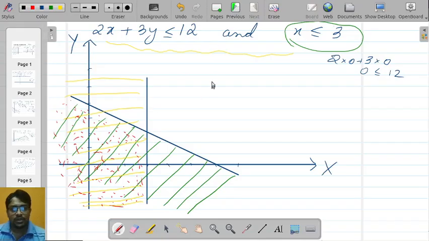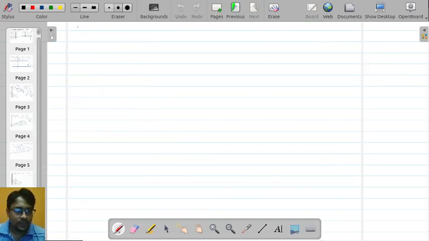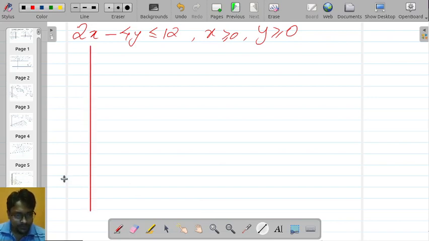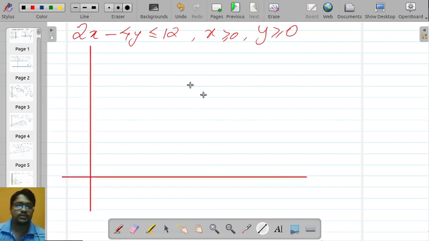If there are several inequations, we can always easily plot them. Say I write something like 2x minus 4y less than or equal to 12, x greater than or equal to 0, y greater than or equal to 0. In that case, what portion will it represent? Let us see. It will represent certain regions in the xy plane.